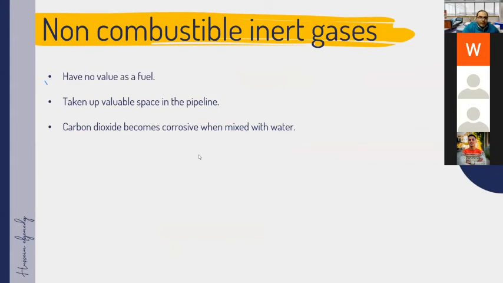Okay, the other contaminants are the non-combustible inert gases, such as CO2 and nitrogen. Why do we need to remove them? Because they have no value. They reduce the heating value of the gas, and also they take valuable space in the pipeline. Sometimes the CO2, when mixed with water, becomes very corrosive to the pipeline and equipment. Okay.